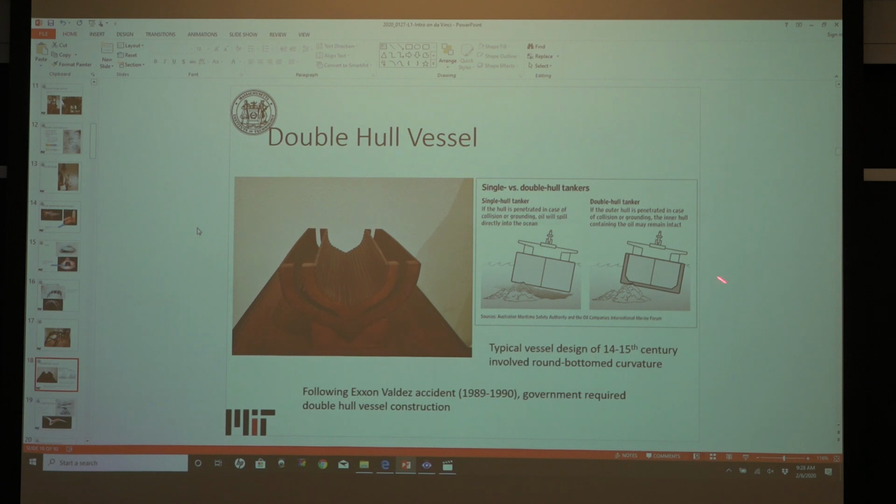Unless you breached both of the hulls, the vessel would be able to still operate. We'll discuss Exxon Valdez. And after Exxon Valdez occurred, the government made changes to designs of these shipping containers, so it was mandatory to then have double hull vessels if oil was the product it was carrying.